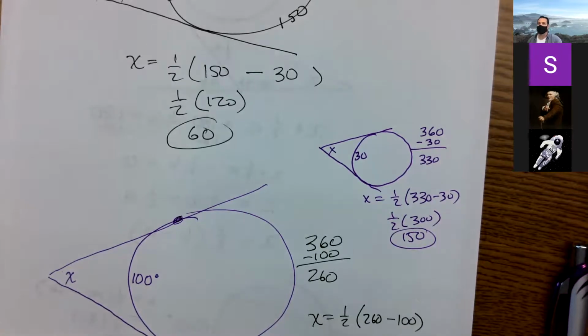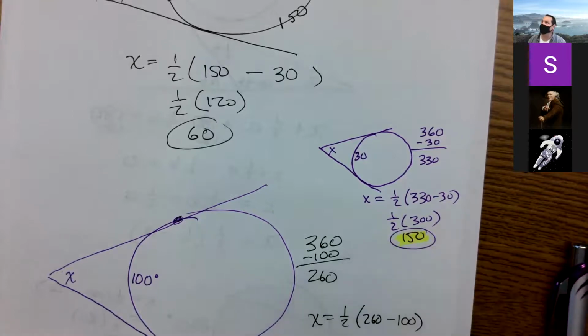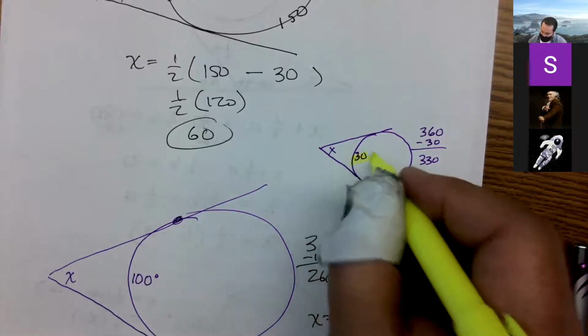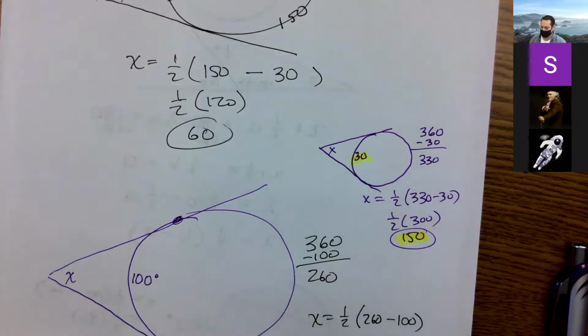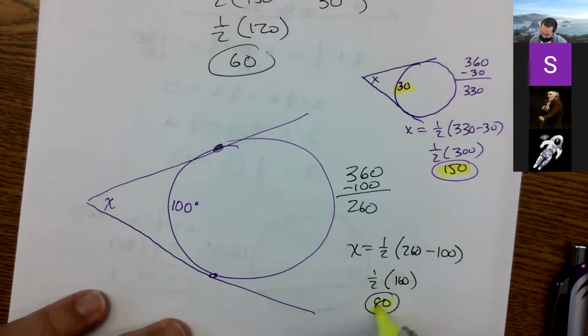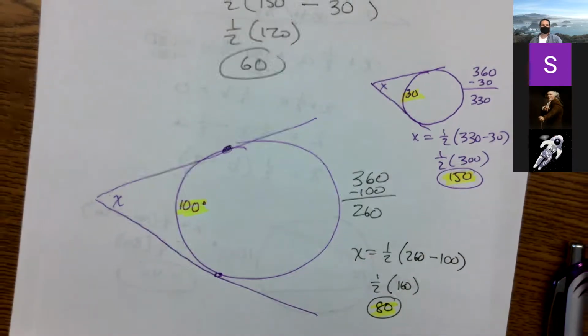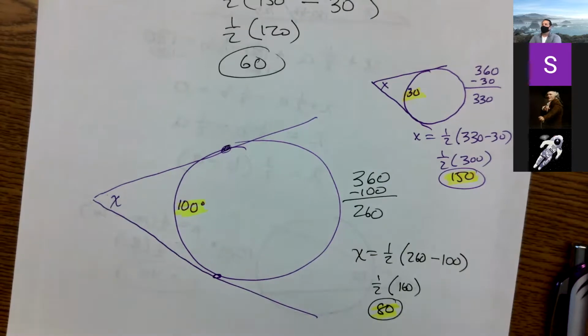Now, what I want you to look at is the answer I got here, 150, and the original arc, 30. And the other problem, we had an answer of 80, and the original arc is 100. Can you notice any pattern? Someone said it. They add to 180.